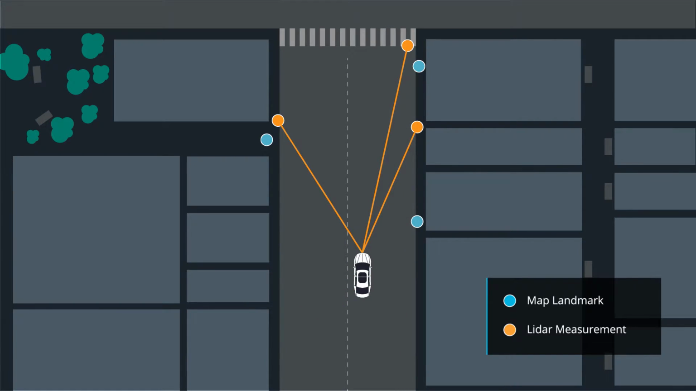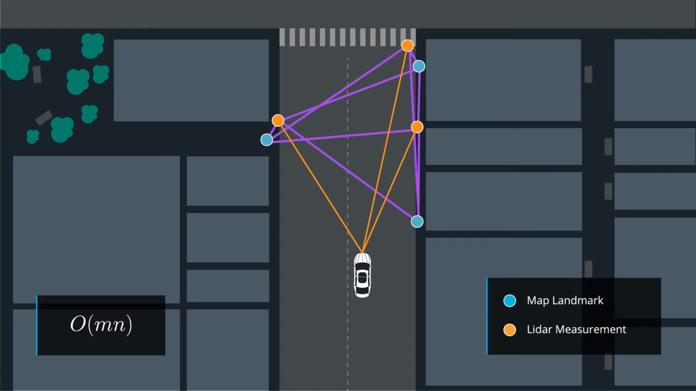In addition, the nearest neighbor algorithm is quite inefficient, because for each landmark, you have to search through all of the measurements to find the one with the minimum distance. Therefore, the complexity is O(mn), where m is the number of map landmarks, and n is the number of sensor measurements. If there are a lot of sensor measurements or landmarks, nearest neighbor could become quite slow.